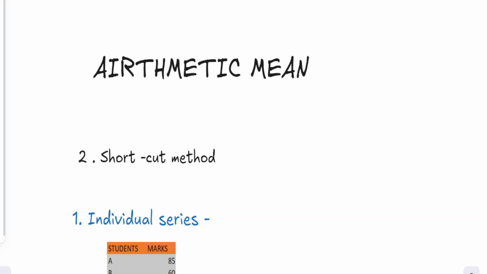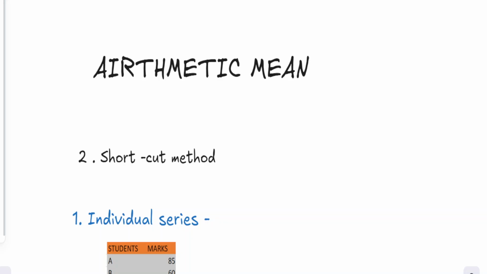Today I'm back with another video on arithmetic mean, which is in continuation to my last video in which we discussed the calculation of the direct method for AM, that is arithmetic mean. So today we are going to discuss our second method, that is the shortcut method.